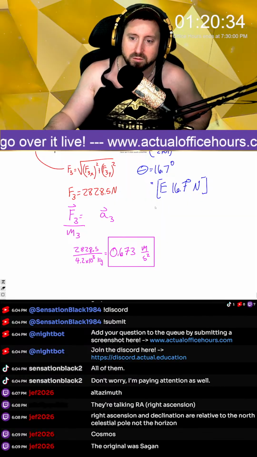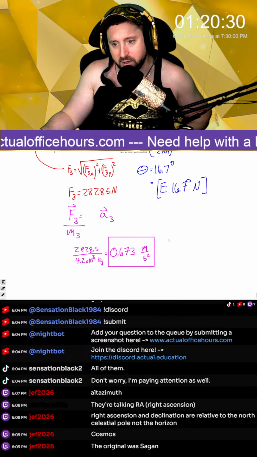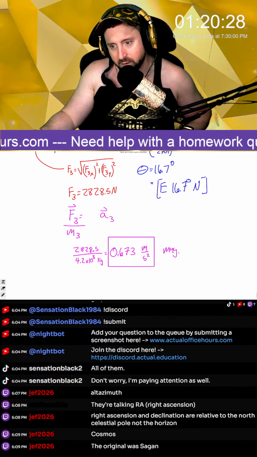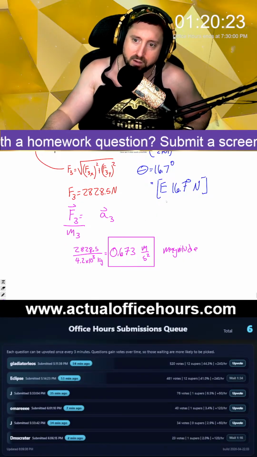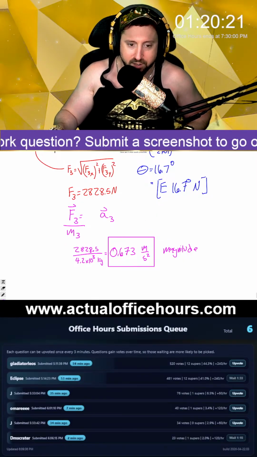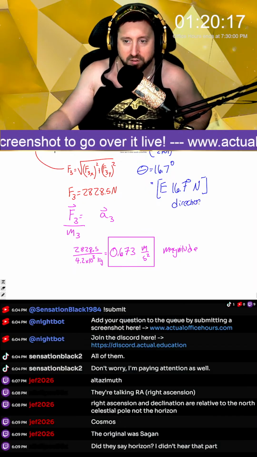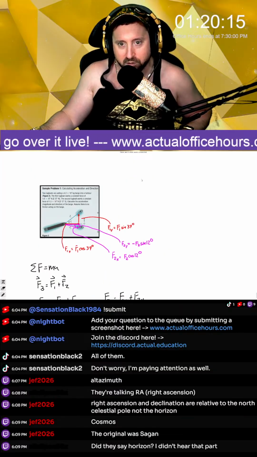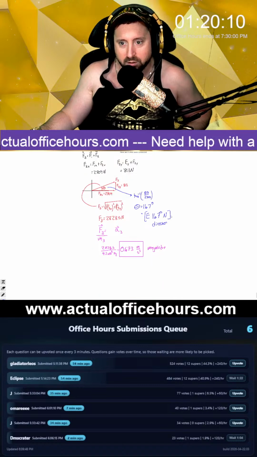Oh, okay, cool. Yeah. Okay, so Jake, this is going to be your magnitude of acceleration. We just took whatever F3 was, we divided it by the mass, and then this is going to be the direction for the acceleration, because the direction of the acceleration is the same direction as the force. Right, there you go. Magnitude, direction. Assumes no friction.